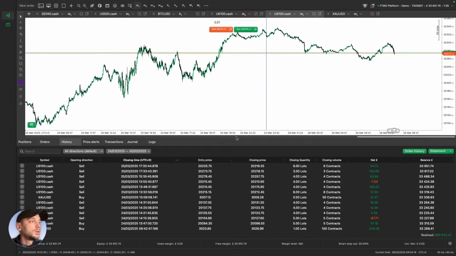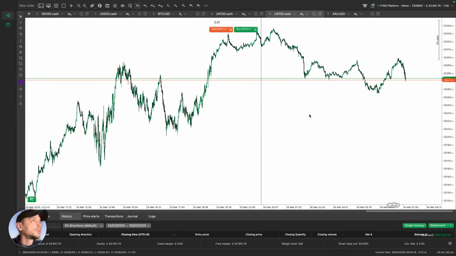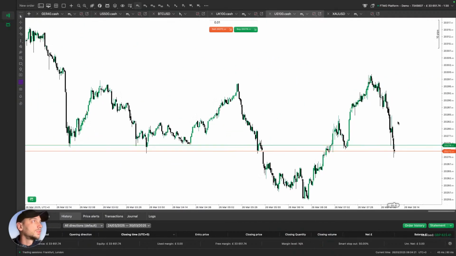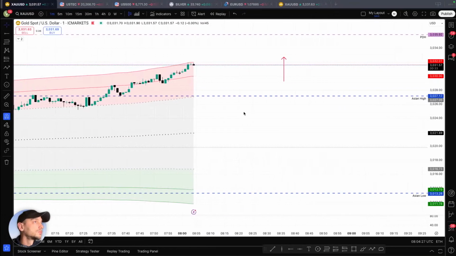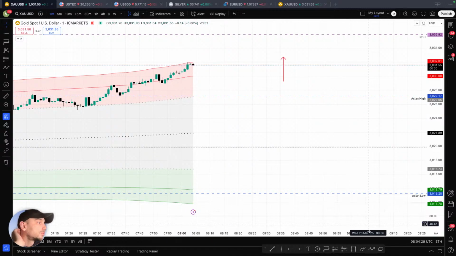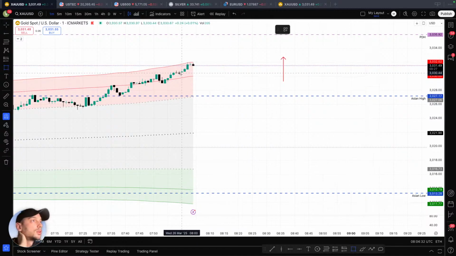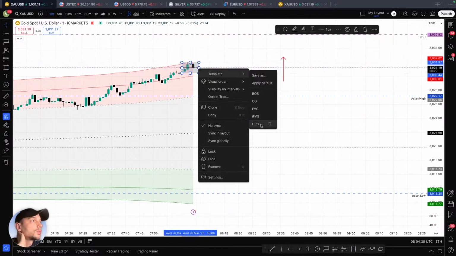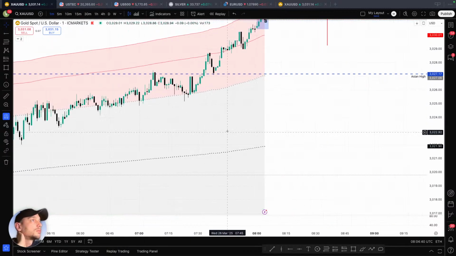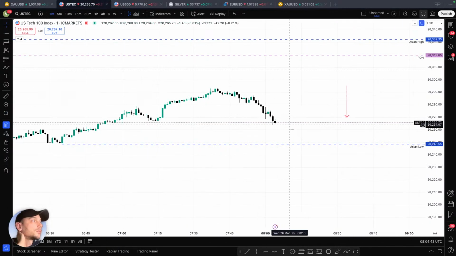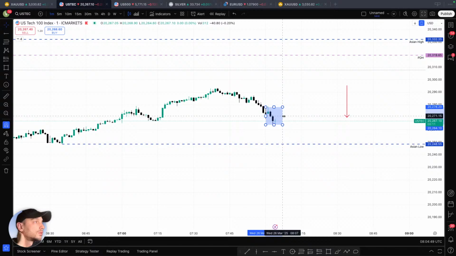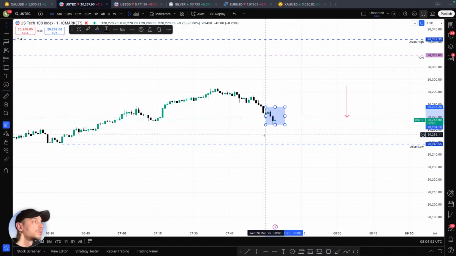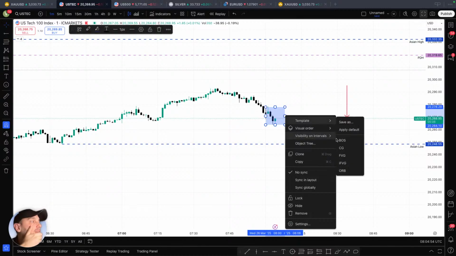Let me open my cTrader as well. And we're going to start marking the ORB, because this is the last candle. 1, 2, 3, 4, 5. We count just 5 candles and we mark our ORB. We're going to do the same with Nasdaq. 1, 2, 3, 4, 5. This is our ORB here.